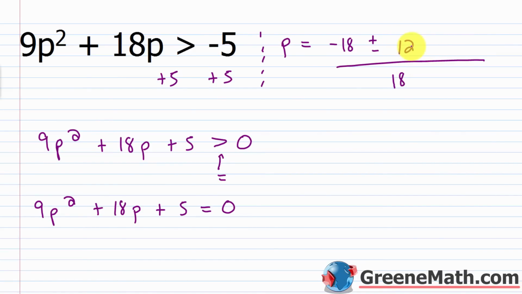So what I end up getting here is that p is equal to what? Negative 18 plus 12. That's going to give me negative 6 over 18. Negative 6 over 18 is negative 1/3. Then the other scenario is that p is equal to negative 18 minus 12, which is negative 30 over 18. So negative 30 over 18, each is divisible by 6. So that would give me negative 5 over 3. So p equals negative 1/3 or p equals negative 5/3.